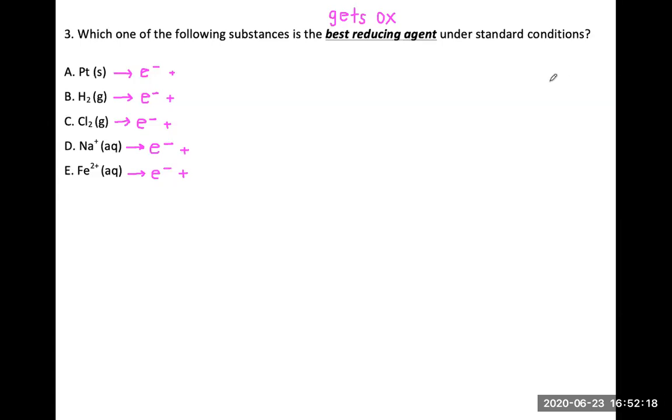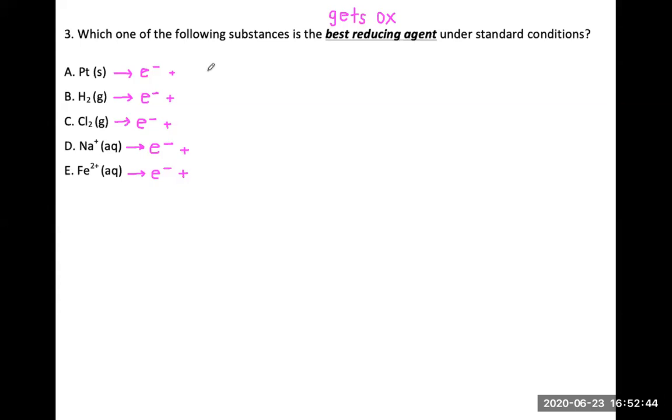Okay, in this third question, they've given us a bunch of substances and they want us to figure out what is the best reducing agent under standard conditions. And so we know that the reducing agent is what gets oxidized. When you're oxidized, you lose electrons. And so what I've done here is just started to write out the reactions to a certain extent about what would happen if we lose electrons.